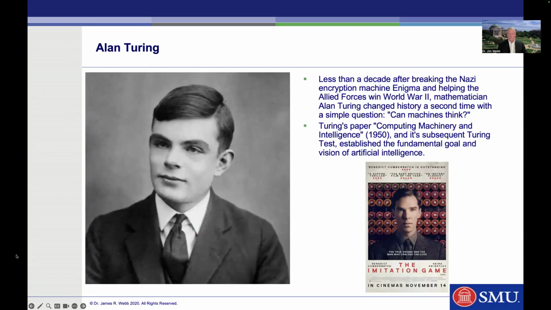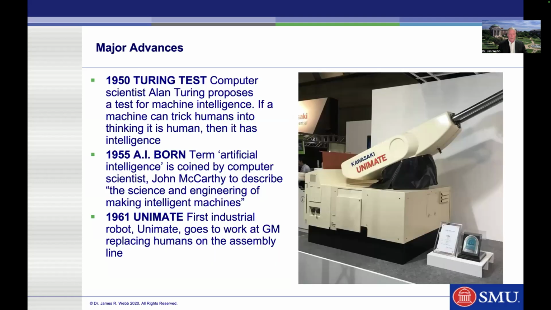And this is Alan Turing. We talked about him just a second ago. He's actually the guy who led the effort to break the Nazi encryption machine Enigma that helped the Allied forces win World War II. He's a mathematician, and he came up with a Turing test that just asked, "Can machines actually think?" And you can see there, Benedict Cumberbatch actually made a pretty decent movie about his life called The Imitation Game.